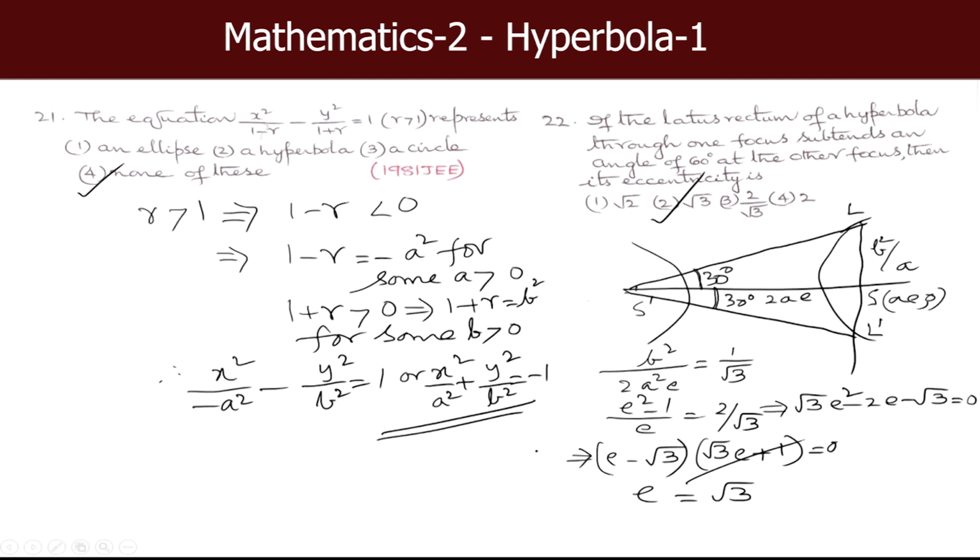Follow? Here the latus rectum is L L dash, subtends an angle of 60 degrees, total angle 60 degrees at the other focus S dash. What is the eccentricity of the hyperbola? I think you followed the solution.